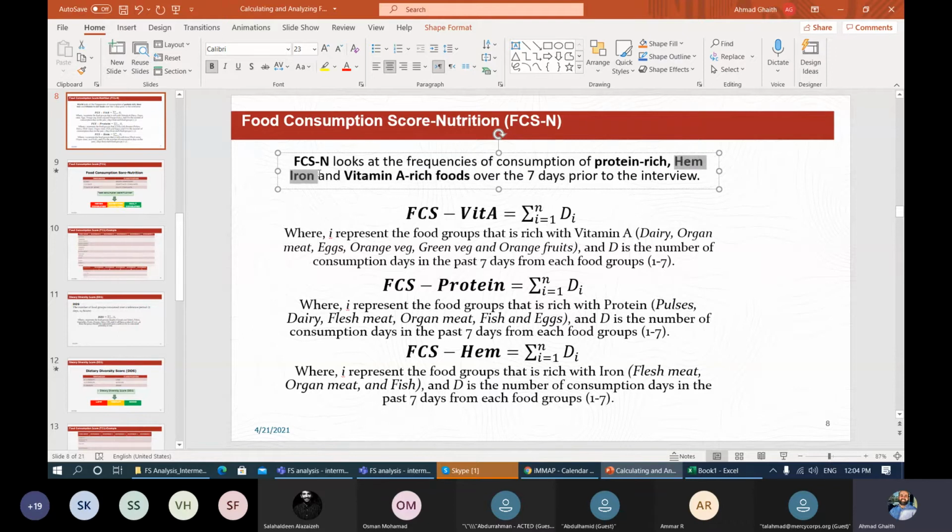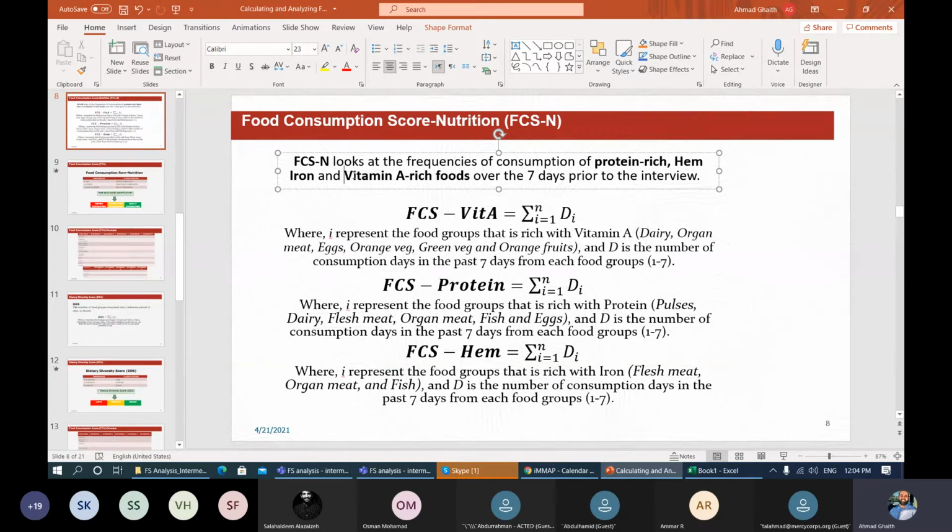Heme iron, which is essentially the iron that is found in meat. Heme iron is related to the body's ability to create cells that are important for blood flow and muscle retention and things like this. And heme iron is found only in protein sources that are animal-based and usually only in meat.